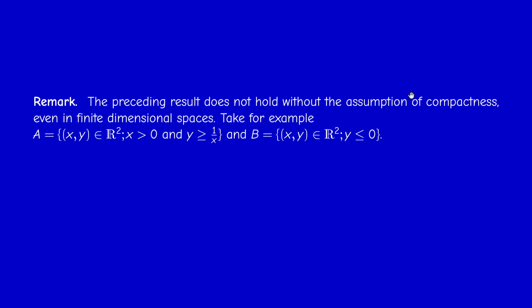Therefore, the assumption of compactness is needed, and we used it to prove that the difference is closed. By the way, the difference of two closed sets need not be closed. This is why we needed compactness. So we are almost done, and let us conclude this section and this video with a very useful result that we shall use later.